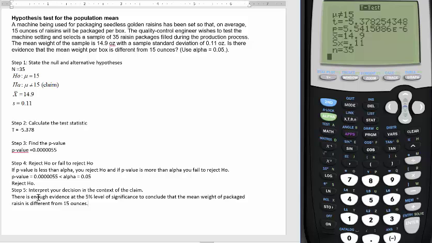So this is how we use the calculator to perform a hypothesis test. Actually, the calculator is going to find the test statistic for you. It's going to find the p-value. And for the p-value, guys, if your p-value is less than alpha, you reject H0. If p-value is more than alpha, you fail to reject H0. And then you just follow the same steps.